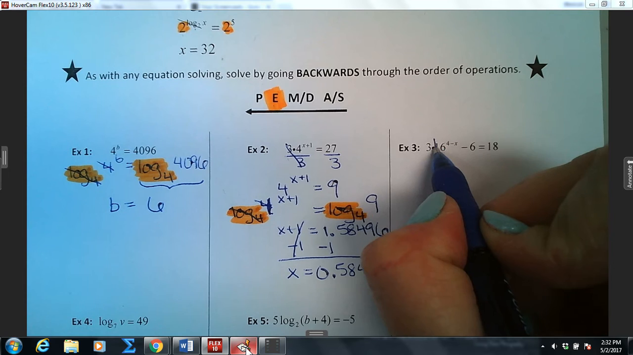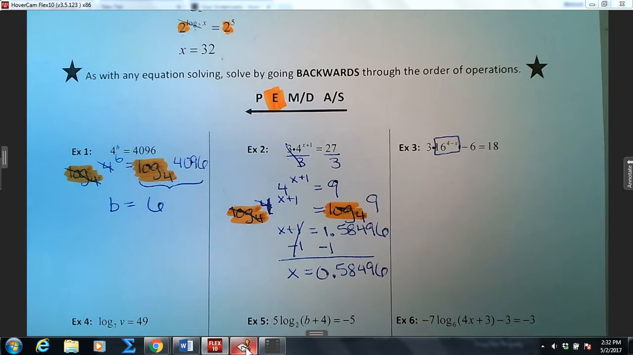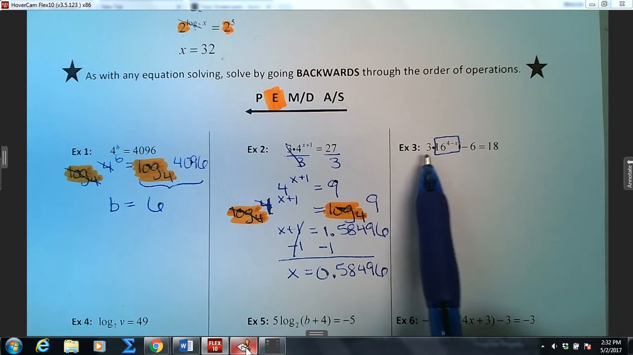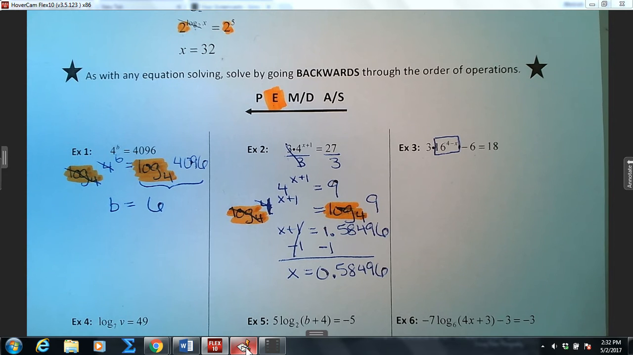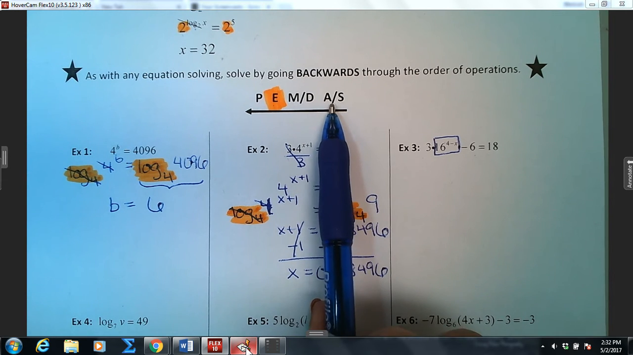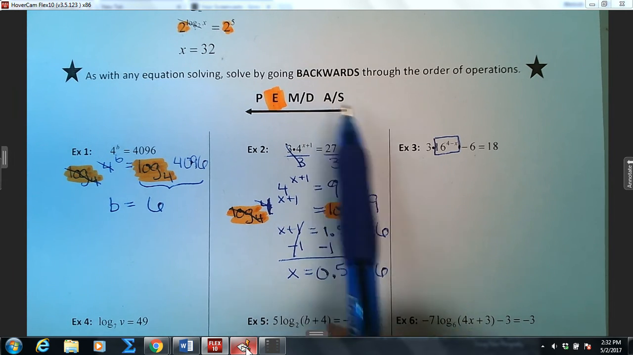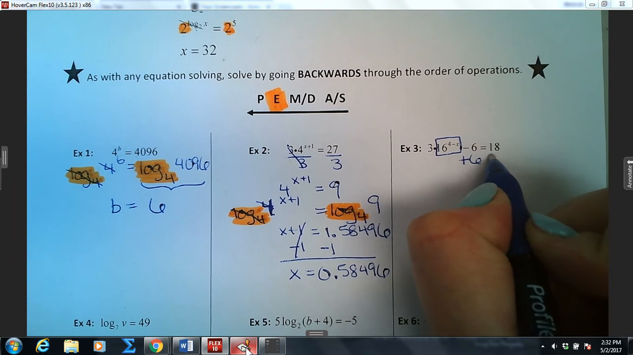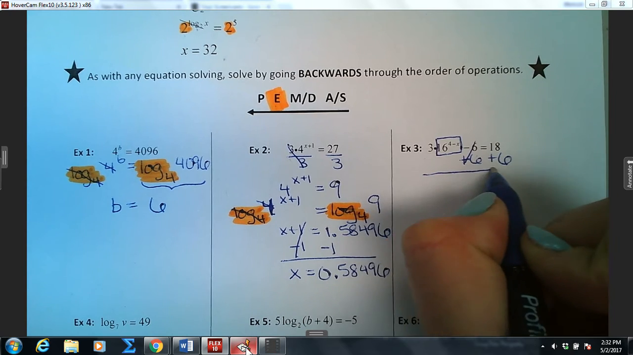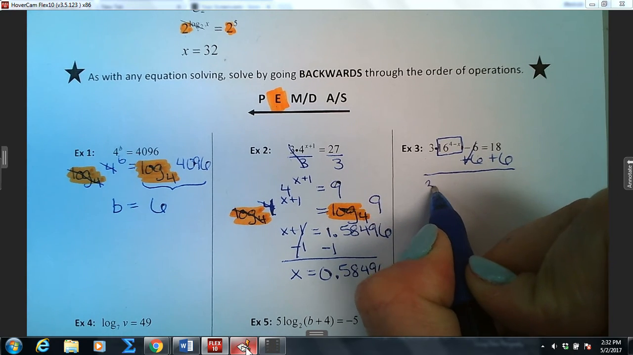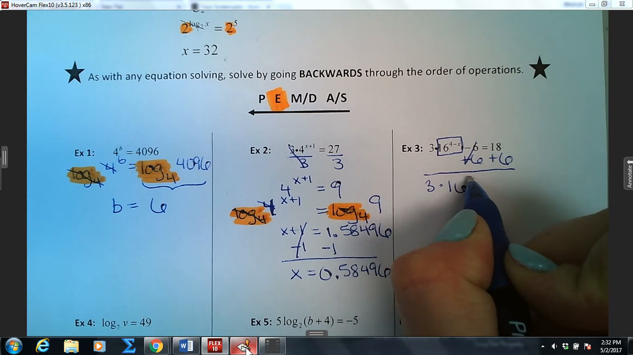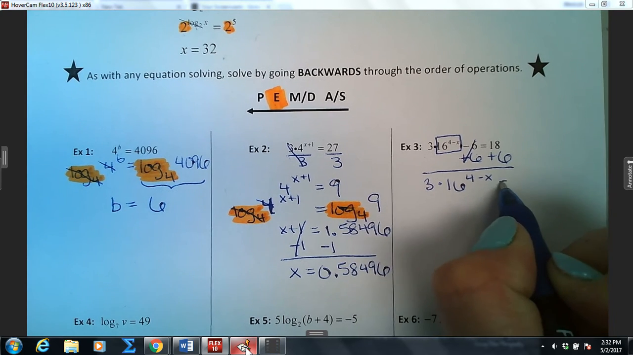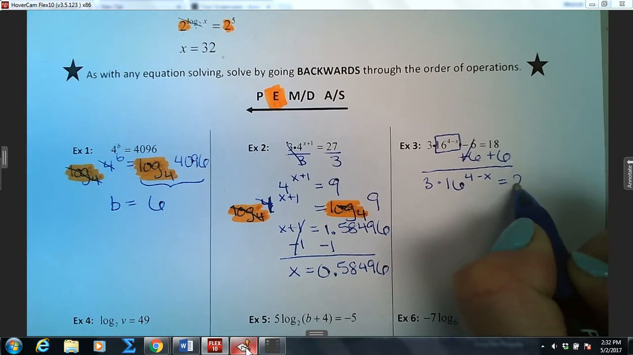This is the exponential piece to this equation, base 16 to the power of 4 minus x. I need to get rid of the other stuff before I deal with the exponential. So work in backwards order. Get rid of any adding and subtracting first. I have a subtract 6. I need to get rid of that by adding. That would leave me with 3 times the exponential part equals 18 plus 6 is 24.